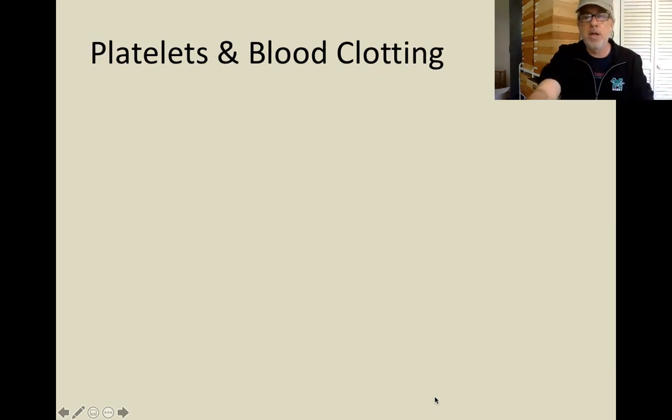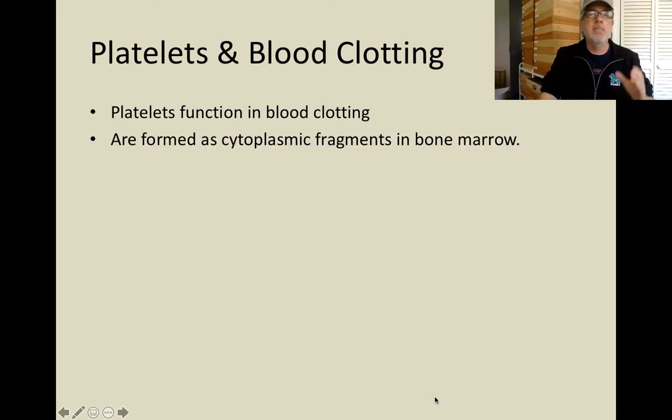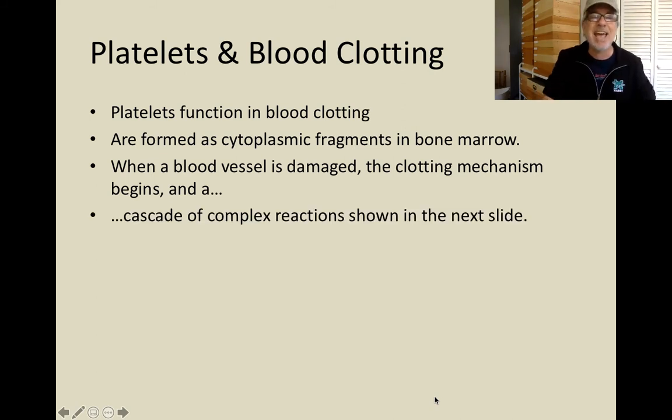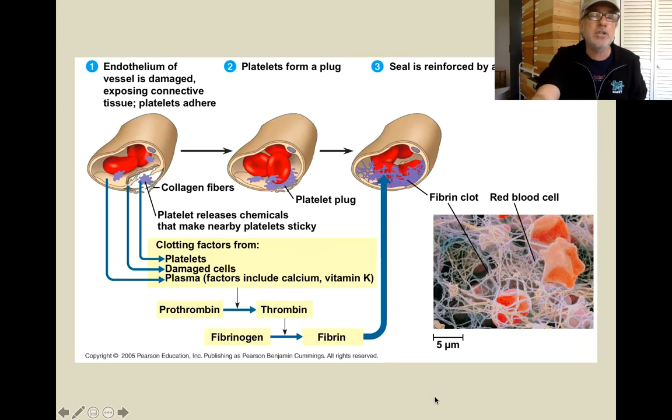Platelets are in your blood in order to help with clotting. They are formed as cytoplasmic fragments in the bone marrow, so the cells are destroyed, turned into fragments of just the cytoplasm, and then put into the blood plasma as platelets. When a blood vessel is damaged, the clotting mechanism begins, and a cascade of complex reactions, as shown in the next slide, occurs. And all I want you to see here, you can try to follow this, is that when the lining of a blood vessel is damaged, the platelets release a chemical that does a number of things.